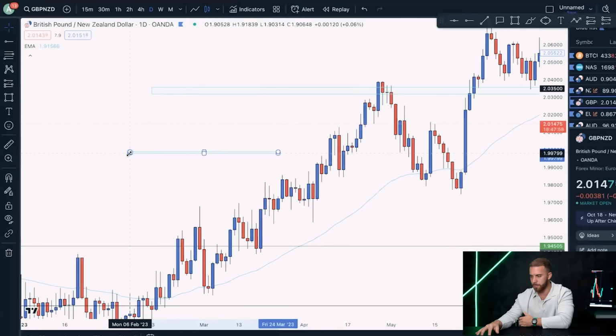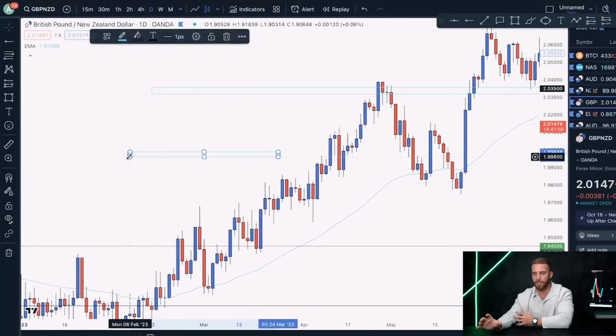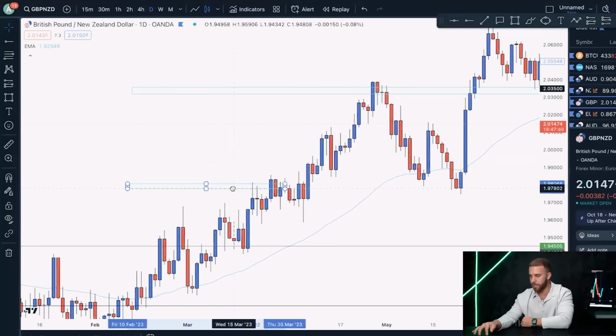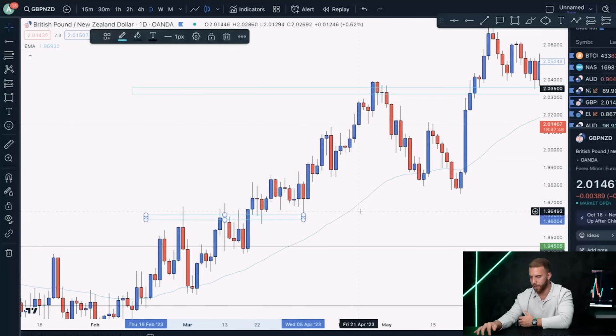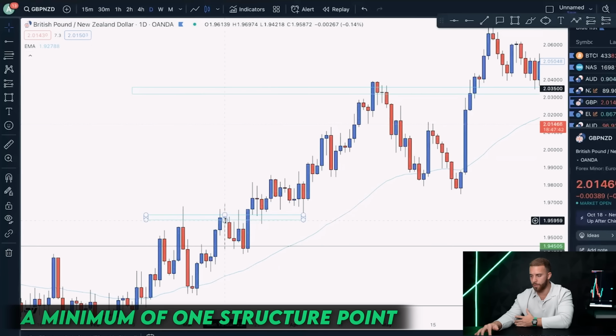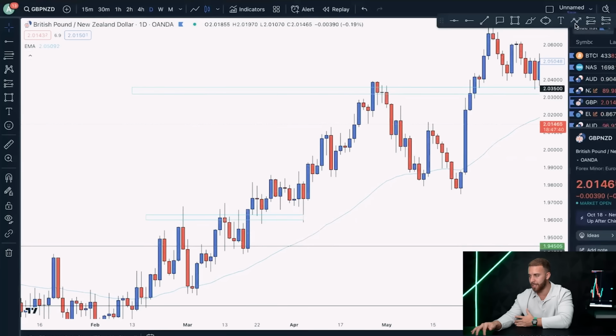It can be this big, it can be this big, as long as you get enough room so you can get multiple taps into it. A perfect example of a first break and retest is this zone right here. For it to be a valid level, you need a minimum of 1 structure point for price to be able to break the zone, come back, and then retest it. So as you can tell, this is the level of resistance.